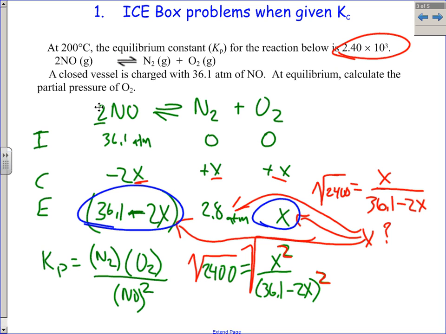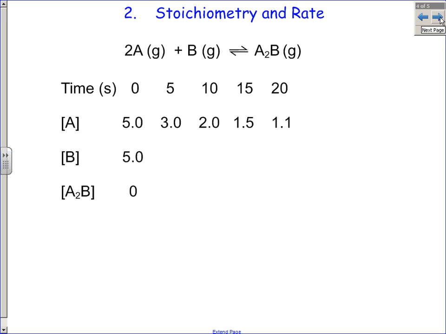So if they're not giving the K value, typically they're going to give you information so you can find your x in your ICE box situation. So it's usually a much easier problem. Students have much less difficulty on that. Where they tend to struggle is this type, where they give you the K value, which means you're going to be dealing with x's.